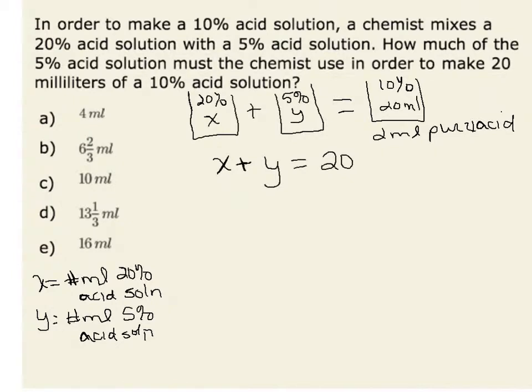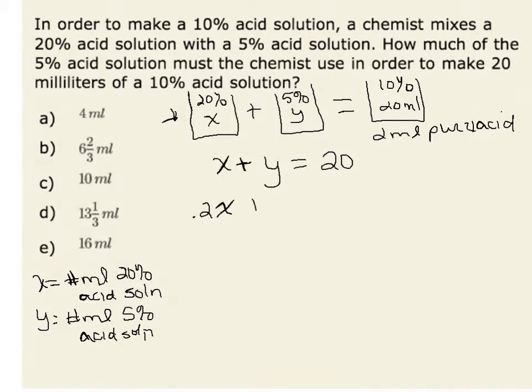My second equation is going to be based off of the amount of acid in each one of the containers. If I look at my first container, 20% of the total amount is going to be pure acid. So the amount of pure acid in my first container is 20% of x, which can be written as 0.2 times x. Again, that represents the amount of pure acid in my 20% acid solution container.